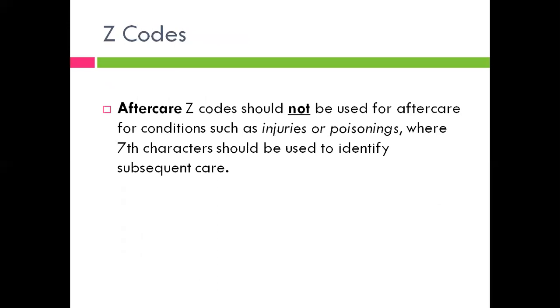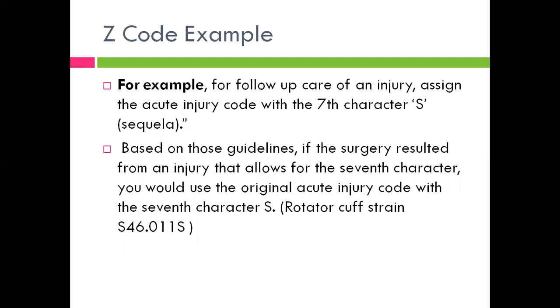So aftercare Z codes should not be used for aftercare for conditions such as injuries or poisonings, because in those situations, 7th characters should be used to identify subsequent care. So for a follow-up care of an injury, you want to assign the acute injury code with the 7th character code, usually sequela, for our situations. Based on those guidelines, if the surgery resulted from an injury that allowed for the 7th character, you would use the original acute injury code with the 7th character S. So in this example, a rotator cuff strain, sequela, S46.011S.